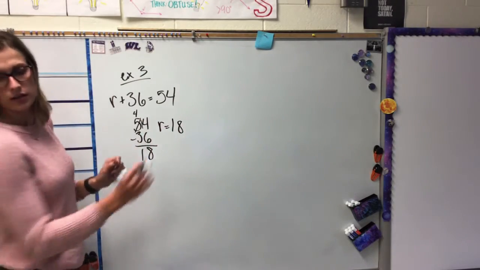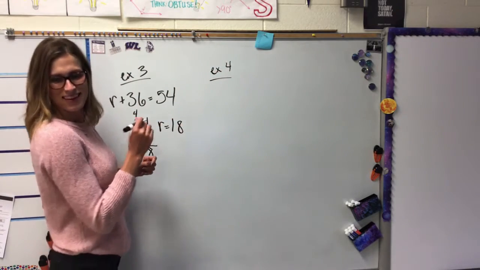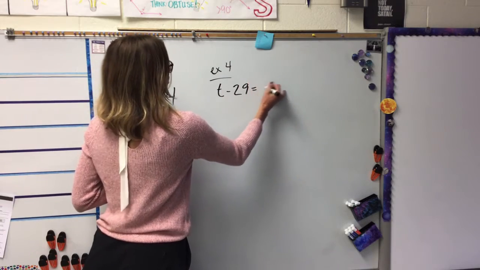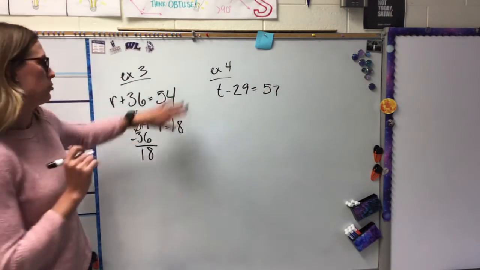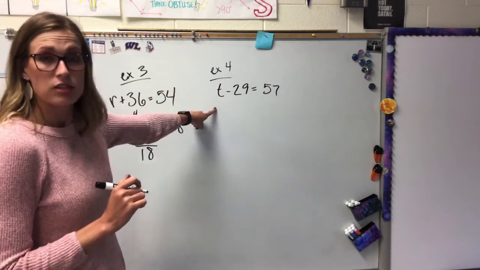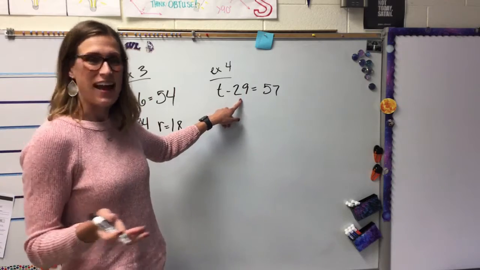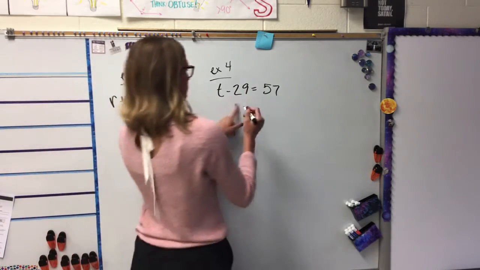Example 4 says T minus 29 equals 57. Well, I've got a missing number in a subtraction sentence. If my missing number is first, I add. If my missing number is second, I still subtract. Missing number is first, I add. So 57 plus 29.